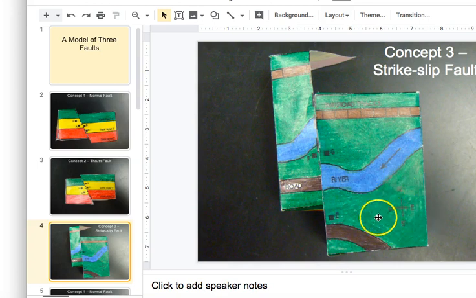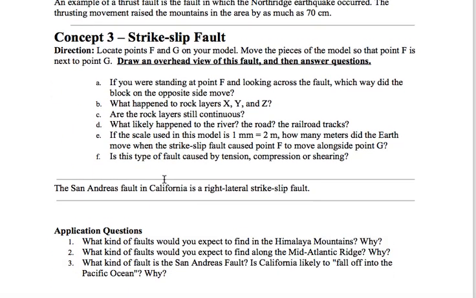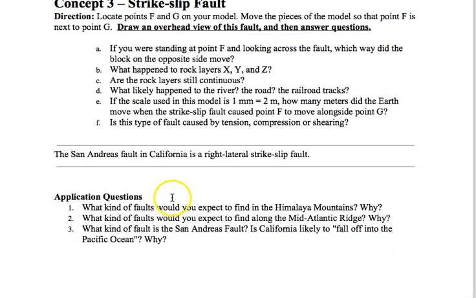Remember, if you're ever looking at directions, here is your compass right here. So you've got north, south, west, east. So when it asks questions like, in which direction did it move, you can use that to help you answer that. So you're going to finish 3, and then you're going to finish the application questions.